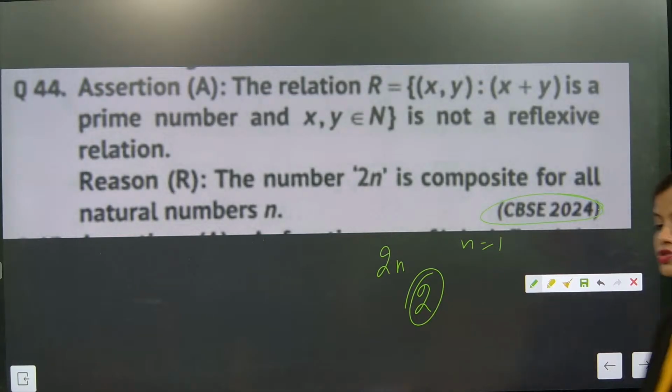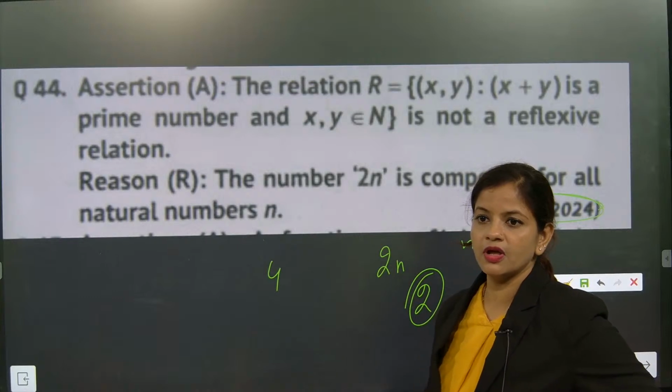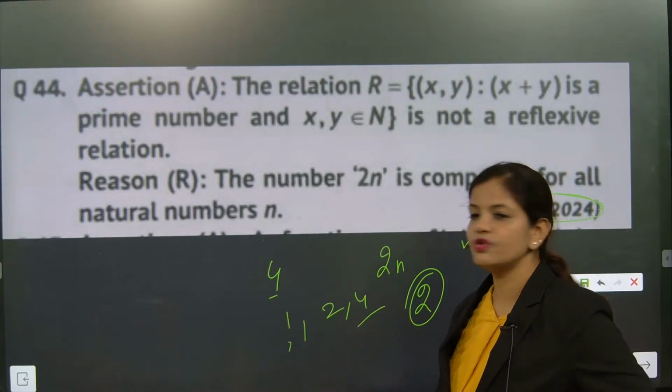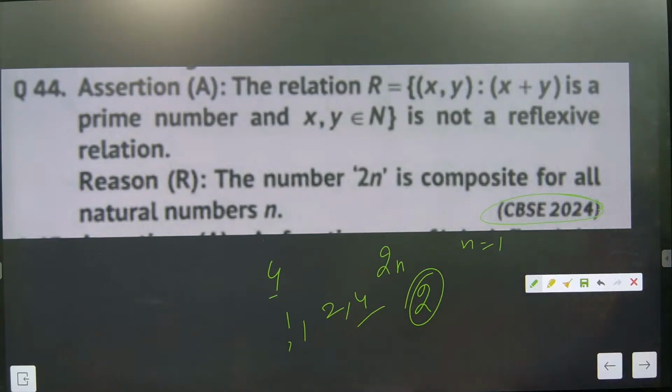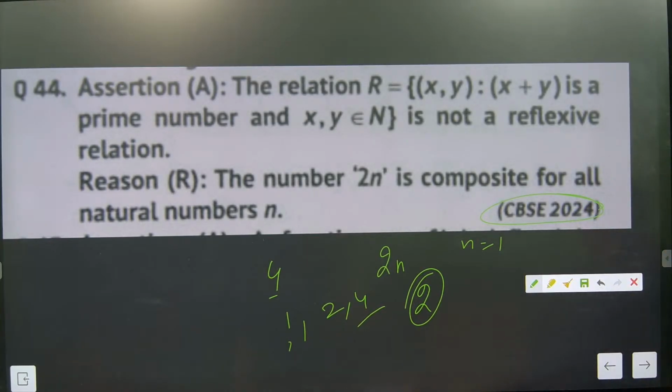Composite numbers are those numbers which have more than two factors. Like 4 is a composite number. Why? Because 4 is divisible by 1, by 2, and by 4. A number having more than two factors is a composite number. Two factors means prime number, three factors means composite number. Understood? 6 is a composite number because 6 is divisible by 1, 2, 3 and 6.